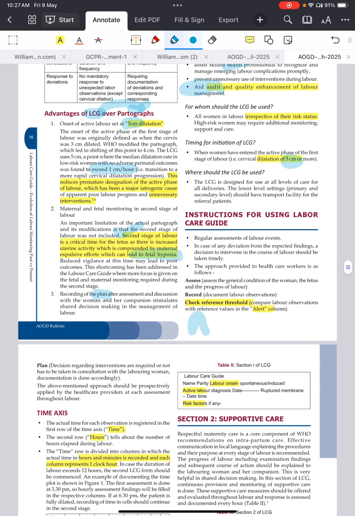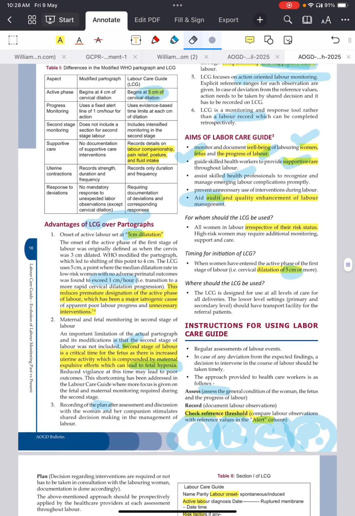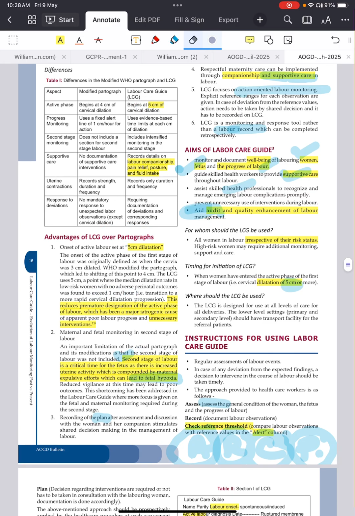There are 4 points in labor care guidance. That is ARCP. A is assessment. You assess the condition of the patient, the fetus, and also the progress of labor. Then you record everything you assessed. Then you check. You have an alert zone, a red line zone, red flag areas. You compare with that, and if there is a red flag, you write alert in the check column. Then you plan. If there are alert conditions, you plan what to do next. So 5 centimeter is the beginning of the active phase, and the 1 centimeter per hour rule has also been removed. Recording the plan of management is important, and supportive care should be given. The aim is to follow the well-being of the mother, the fetus, and also the progress of labor. That is ARCP: assess, record, check, and plan the management.